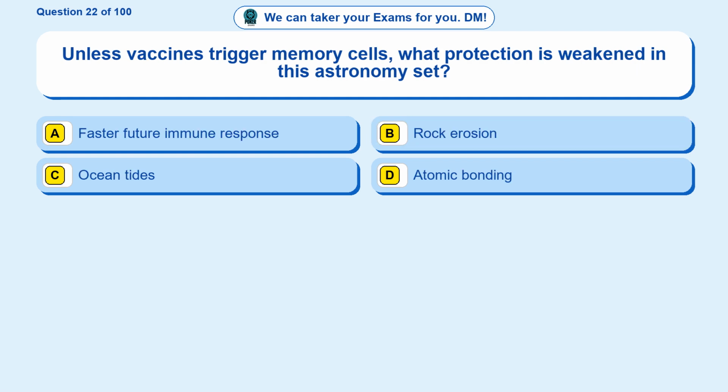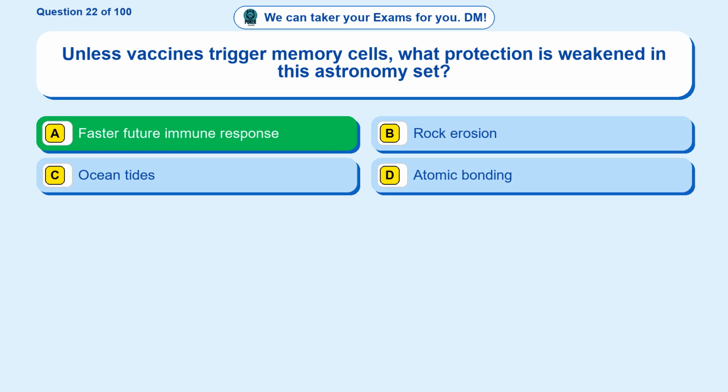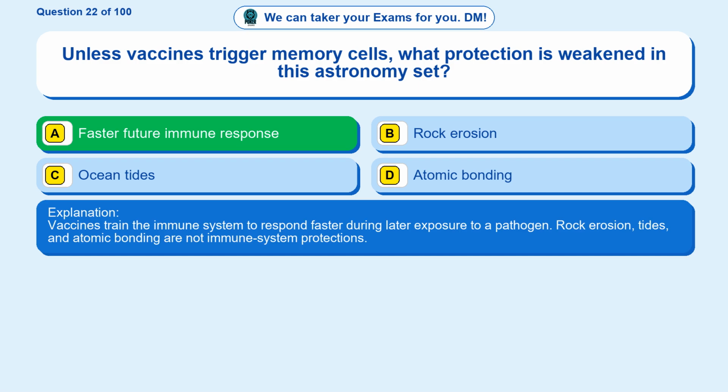Question 22. Unless vaccines trigger memory cells, what protection is weakened in this astronomy set? Option A. Faster future immune response. Option B. Rock erosion. Option C, ocean tides. Option D, atomic bonding. The correct answer is option A. Faster future immune response. Vaccines train the immune system to respond faster during later exposure to a pathogen. Rock erosion, tides, and atomic bonding are not immune system protections.